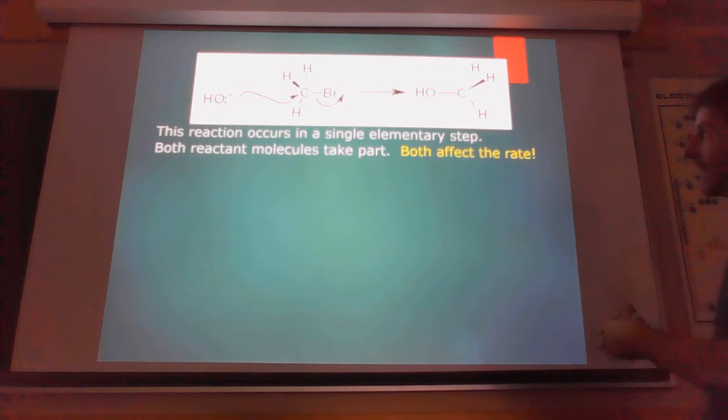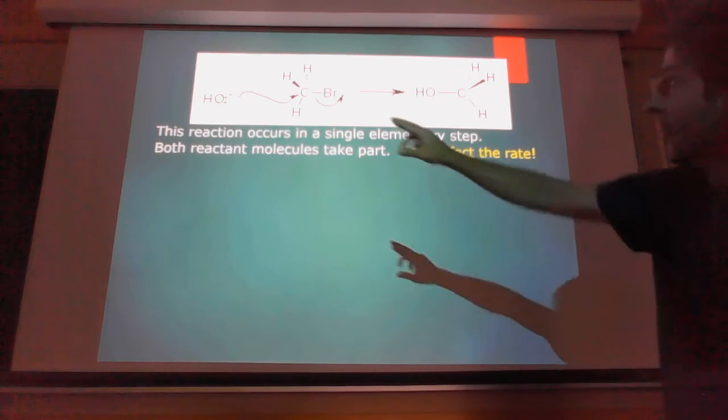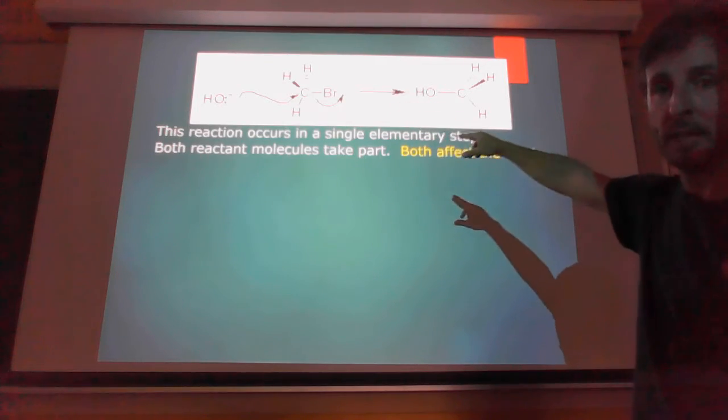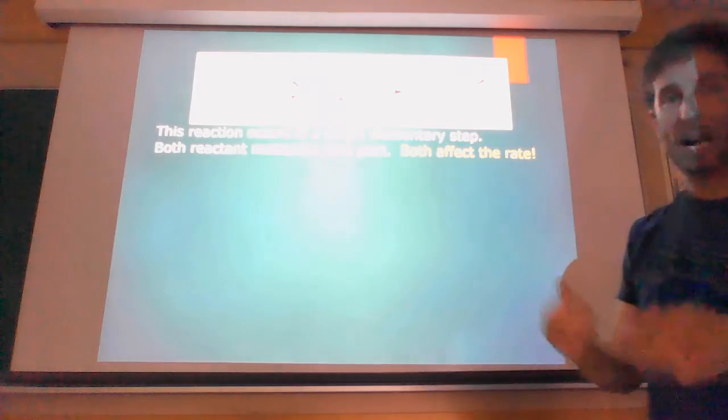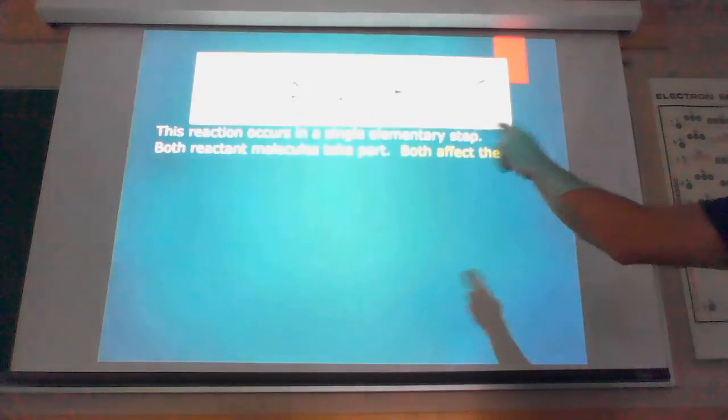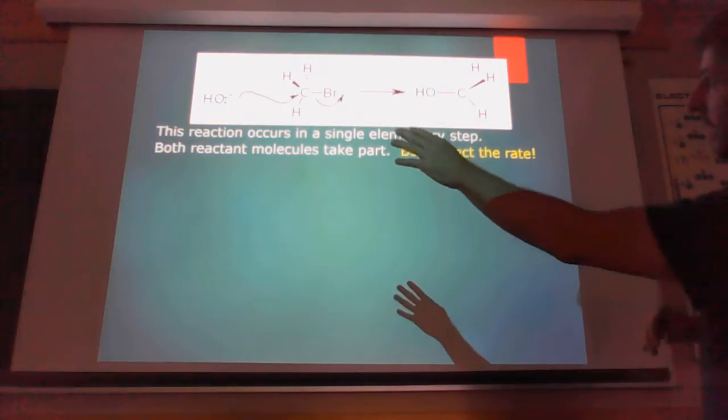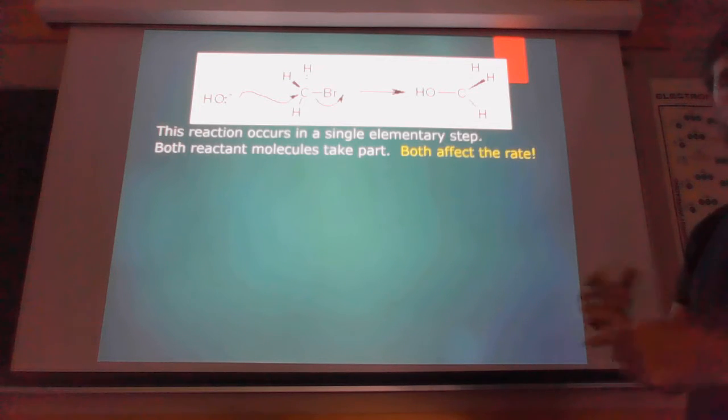So in that reaction, it happens in one step. The hydroxide attacks and the bromine leaves at the same time. And if it happens at the same time, that means that both molecules are involved, the methyl bromide and the hydroxide. And if I increase the concentration of either one of them, it's going to speed it up.